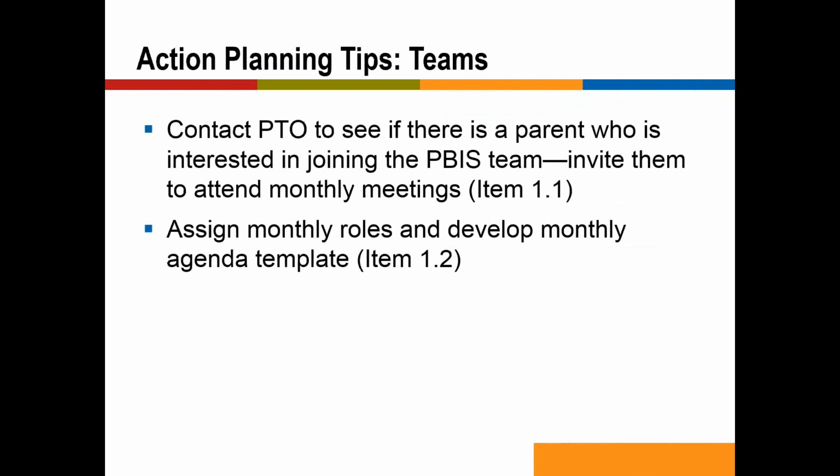So if you get a school team that scored low or had a lot of discussion around items 1.1 and 1.2, this is the team's subscale of the TFI. One suggestion is they could contact the PTO to see if there is a parent who is willing and interested to join the PBIS team. Invite them to attend your monthly meetings. This is for item 1.1. For item 1.2, you could assign monthly roles and develop a monthly agenda template for your PBIS team.